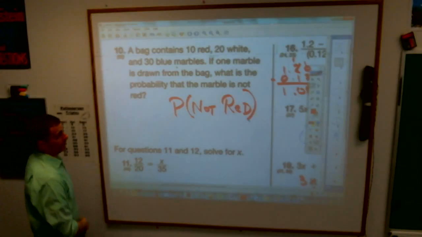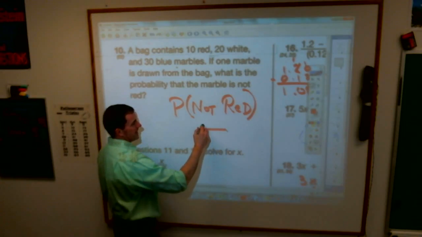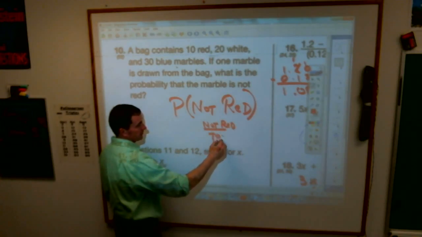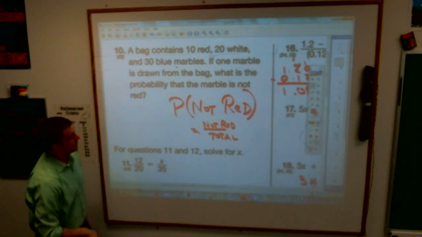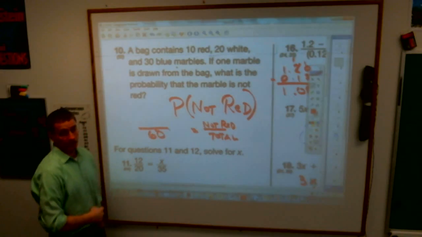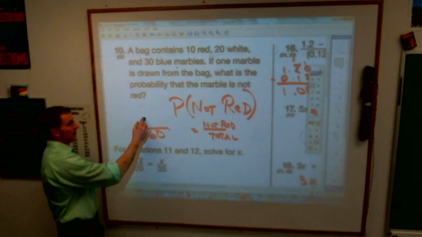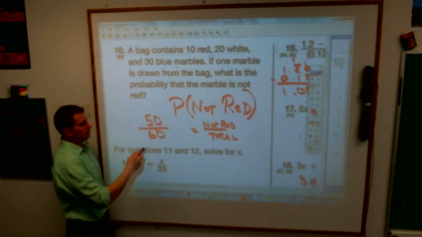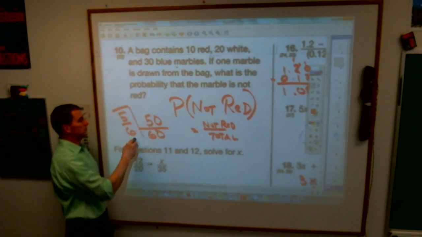You probably could figure it out without that, because the probability of not red would be the not red marbles over the total number of marbles in the bag. How many total marbles are there, Mitch? 60. How many of those 60 marbles are not red? 50. And if I reduce 50 over 60, 5 over 6. Then what was the answer? 5 over 6. Where did you go wrong?